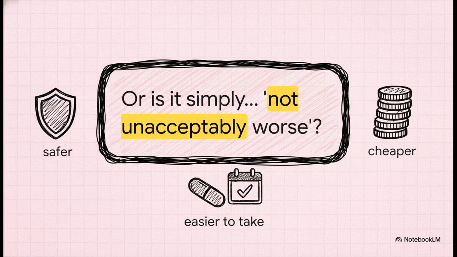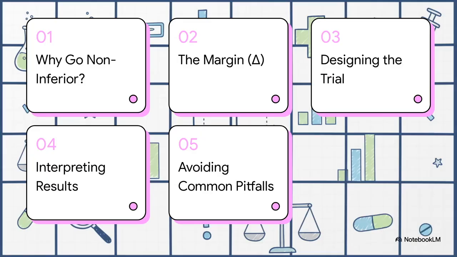What if your real goal is to be just as good on the main outcome, but you bring other awesome benefits to the table? Maybe your new treatment is way safer, or a lot cheaper, or just easier for patients to take. That's exactly where non-inferiority trials come in. And trust me, it's a completely different way of thinking. So let's dive in.